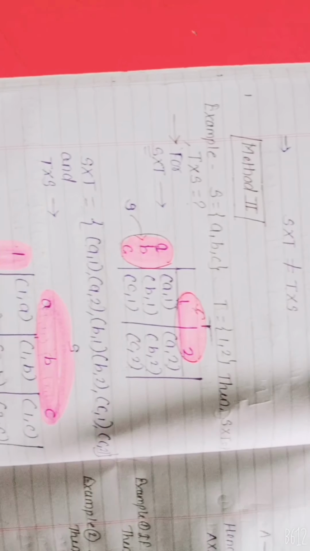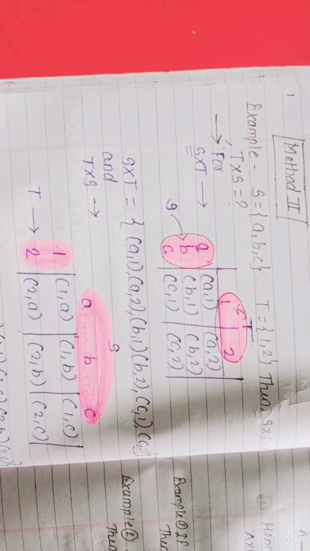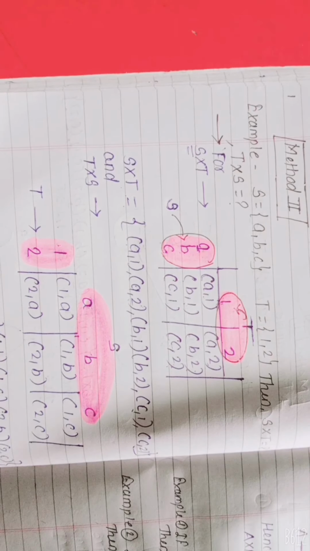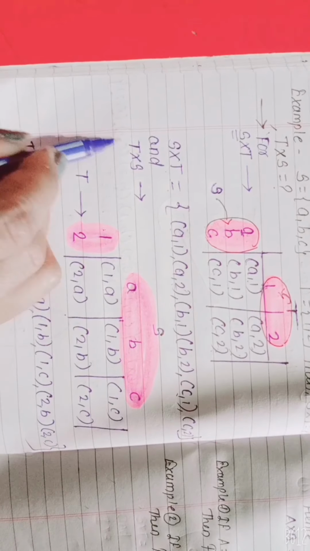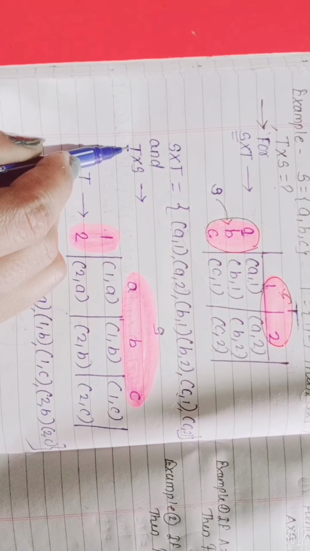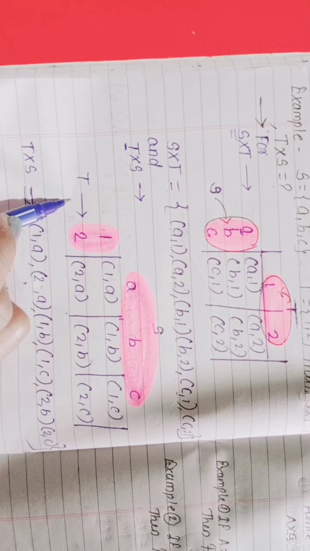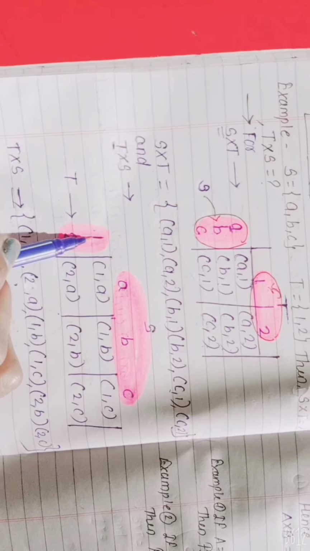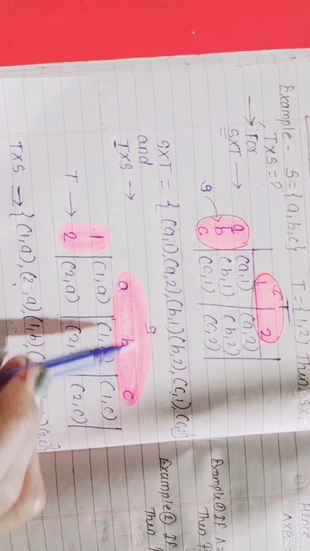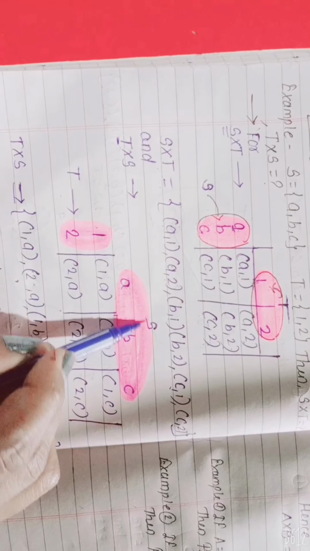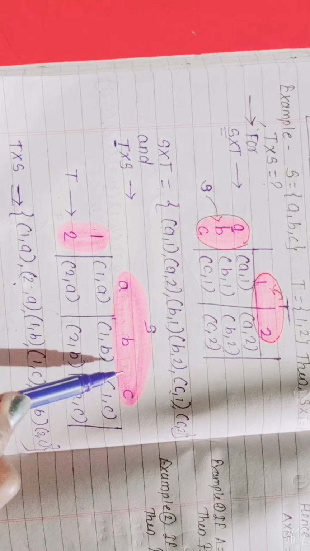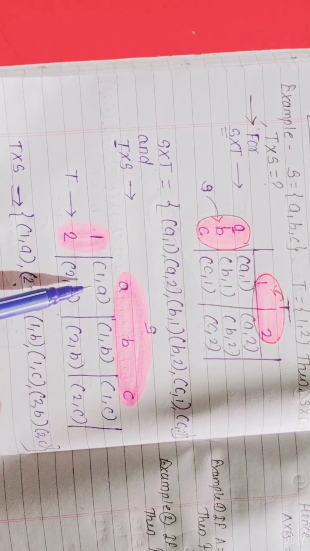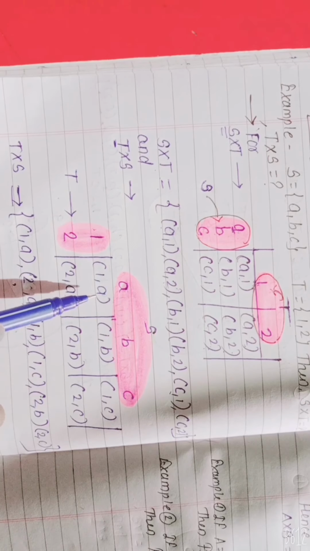Similarly, for the Cartesian product T cross S, there is a change in condition here. The first set we have to take, all the elements of the first set, row-wise, and the elements of the second set column-wise. Okay, so we will get all the ordered pairs of the Cartesian product.